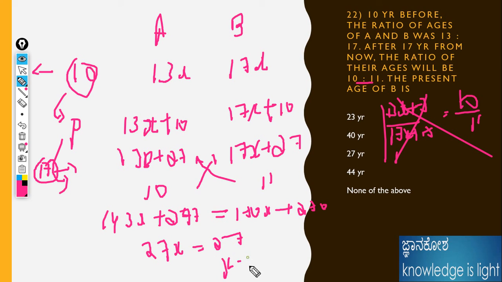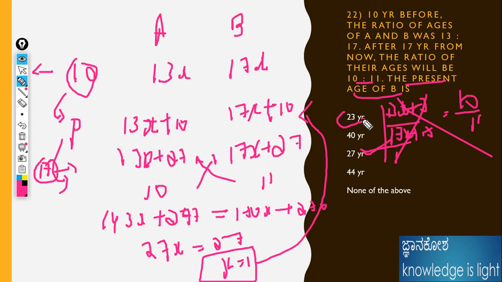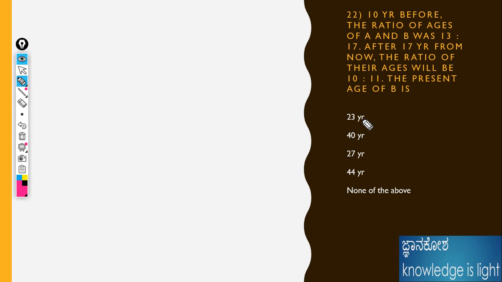Therefore x is equal to 1. The question is asking B's present age. Therefore 17 into 1 is 17 plus 10, that is 27. If I ask about A's age, that is 23. Both options are given. While seeing the question, analyzing it is very important: what is the question asking? Here the question is asking about the age of B. The age of B is 27. If the age of A is asked, that is 23. Okay. Next question.